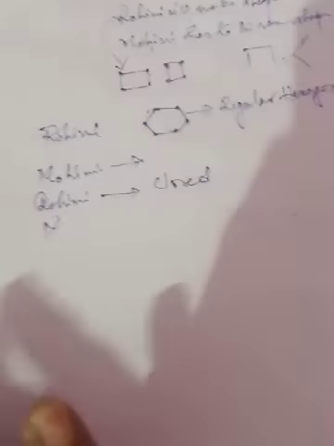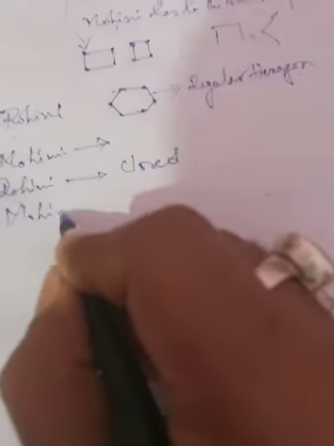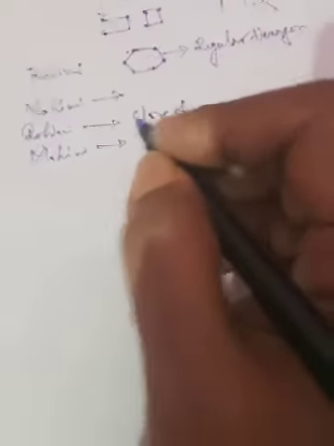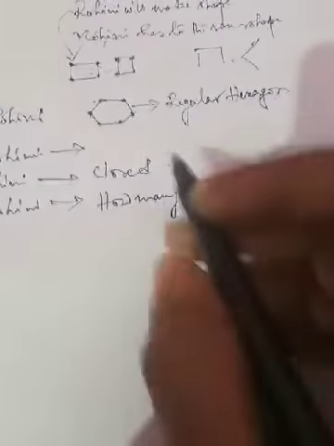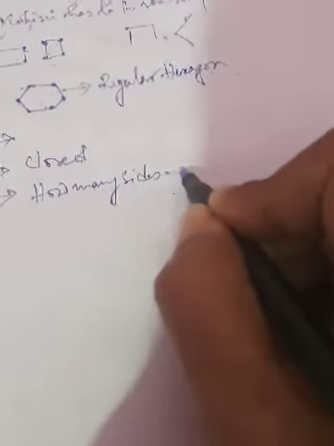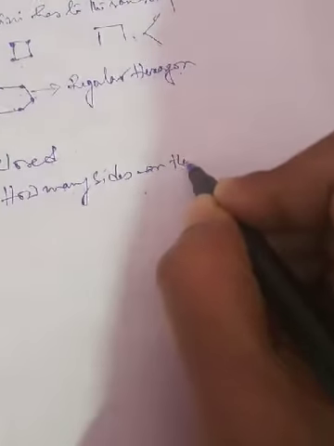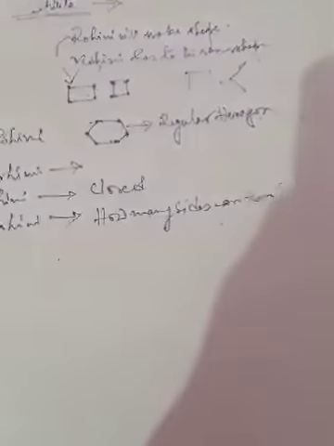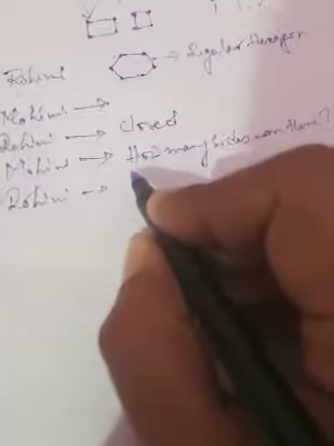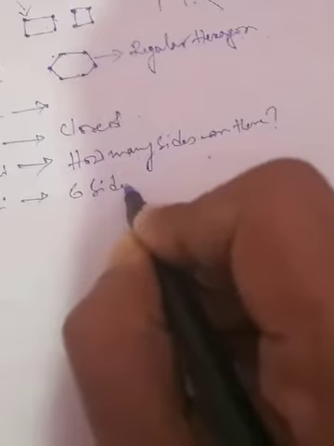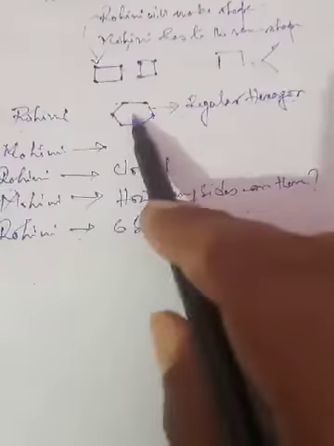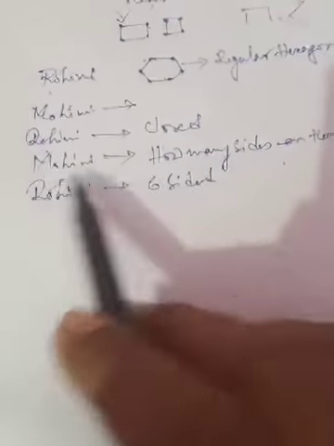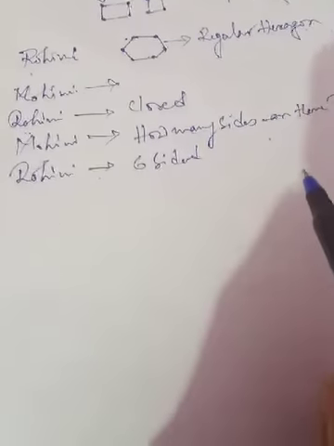Now Mohini again asks Rohini, how many sides are there? Rohini replied that it is six-sided. Because Rohini has made a six-sided shape, that is why Rohini replied that it is a six-sided shape.